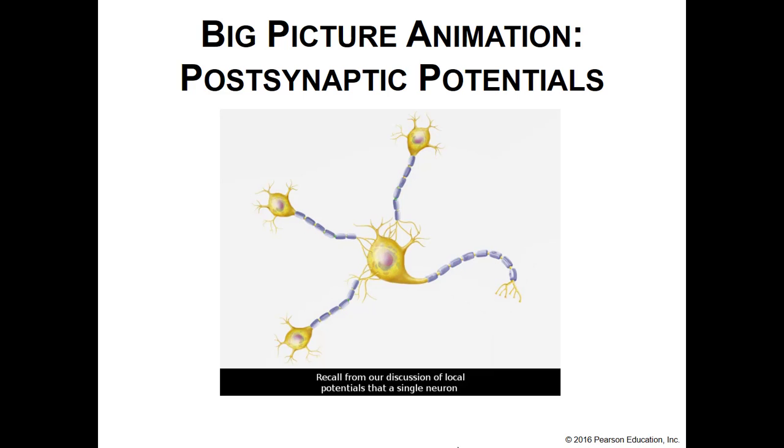Recall from our discussion of local potentials that a single neuron can receive many incoming stimuli in the form of depolarizing and hyperpolarizing local potentials. If these local potentials are caused by synaptic stimulation, they are called postsynaptic potentials. The neuron then integrates all incoming stimuli, and if threshold is reached, an action potential will be fired to propagate the signal farther down that neural pathway. If threshold is not reached, then the signal will stop at that neuron.